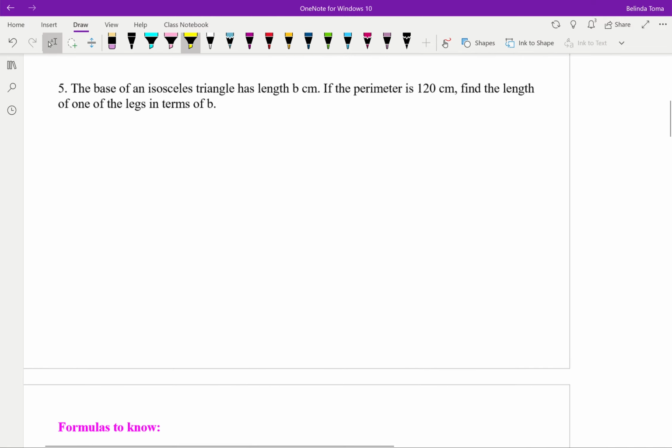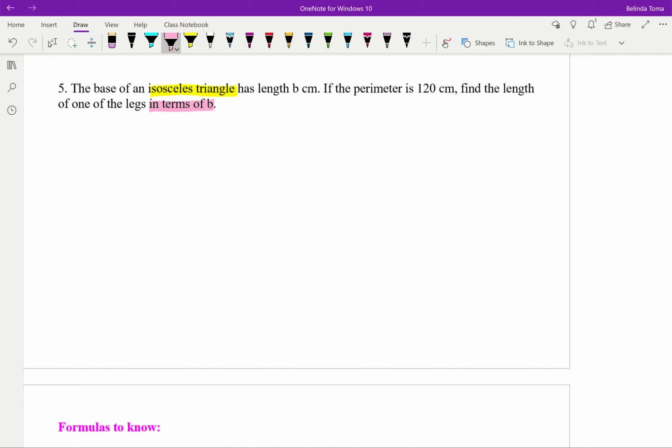We have the base of an isosceles triangle has a length b centimeters. If the perimeter is 120 centimeters, find the length of one of the legs in terms of b. That means that we're going to find what the side is, but have b in our answer.